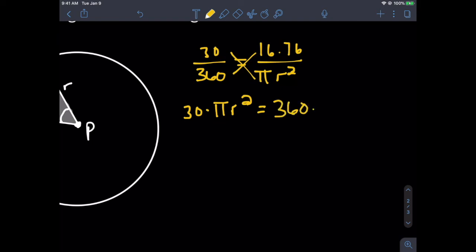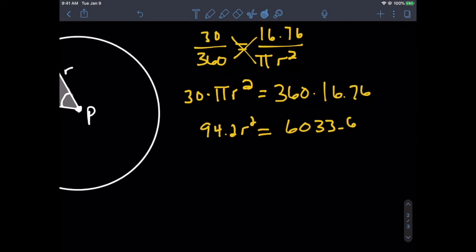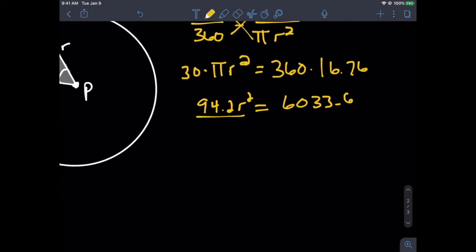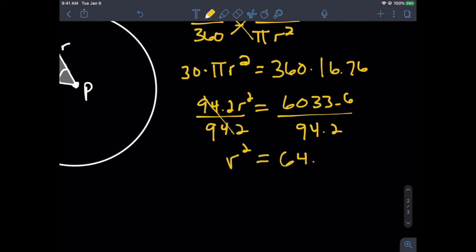Then we get 360 times 16.76. We'll do all our multiplication out. 30 times pi is 94.2 r squared. And then 360 times 16.76 is 6033.6. We'll divide everything by the number in front of r squared, that's 94.2. That's going to give us r squared is equal to 64.05.